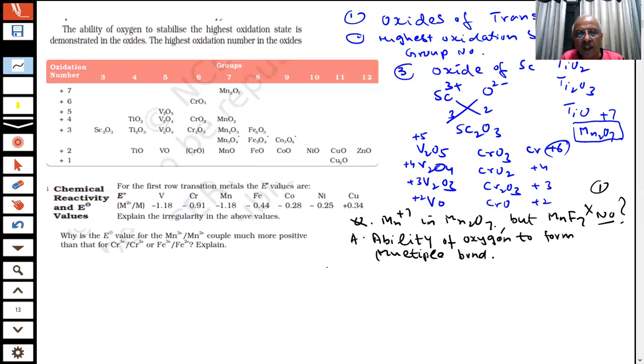Now he asked another question. Draw the structure of Mn2O7. These are important questions. Draw the structure of Mn2O7. You have 1 minute, student.